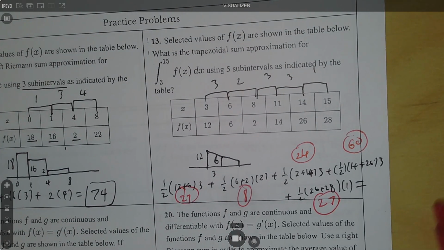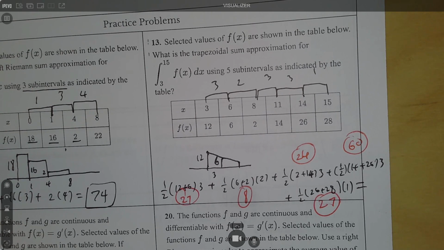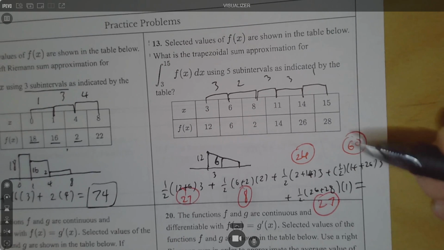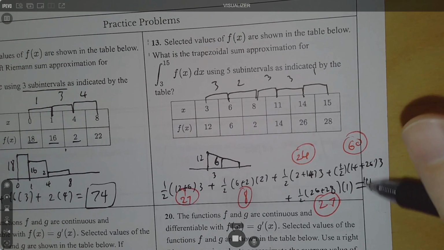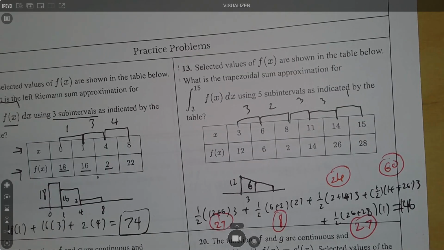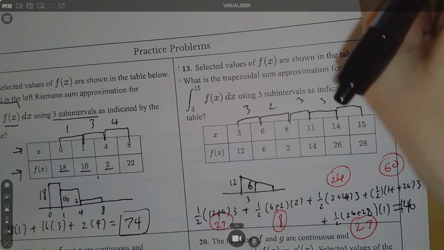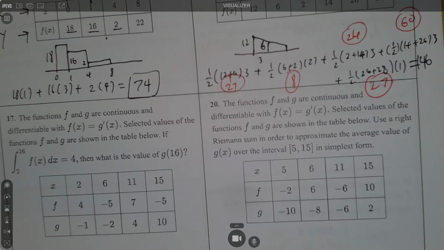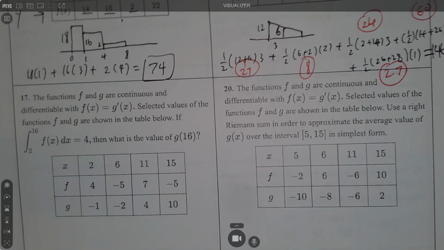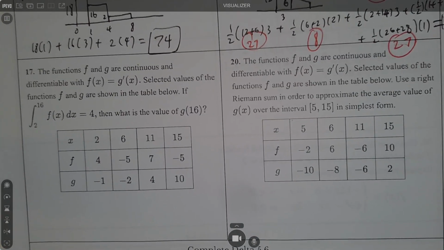These are my 5 trapezoids, 5 areas. 27 plus 27, that's 54. Plus the 24, plus the 60, plus the 8. 146 is what I got. Okay. Not too bad, right? But very much on the AP test, and very much questions that you should get. You should not be missing these questions because you can get them. You can do them, right?